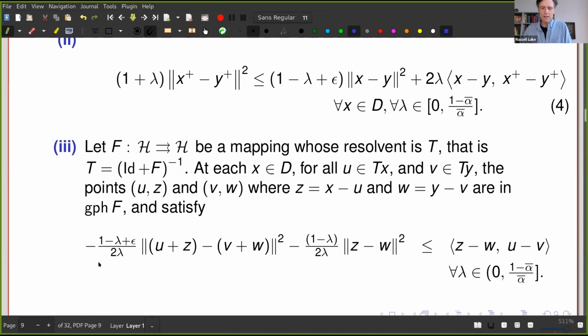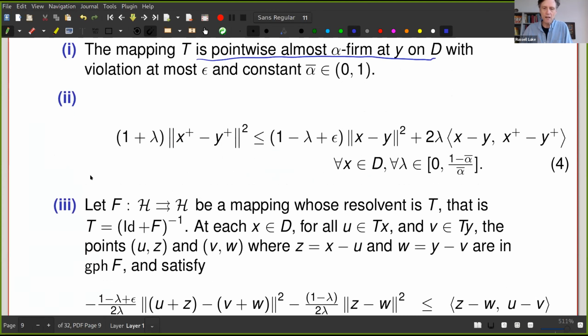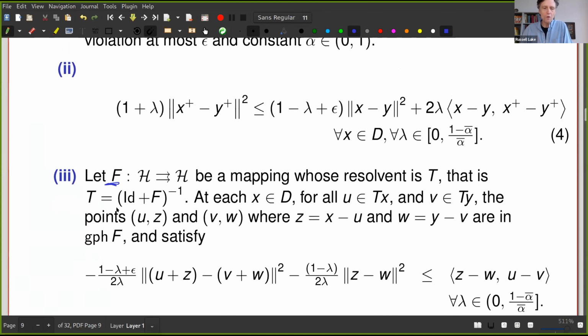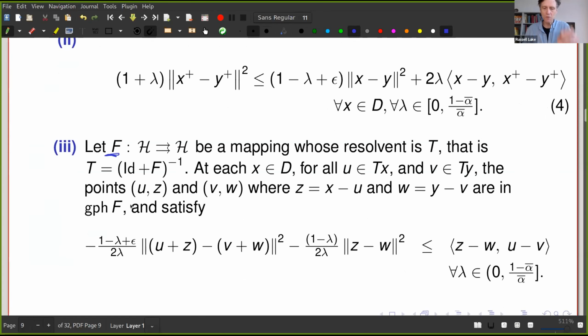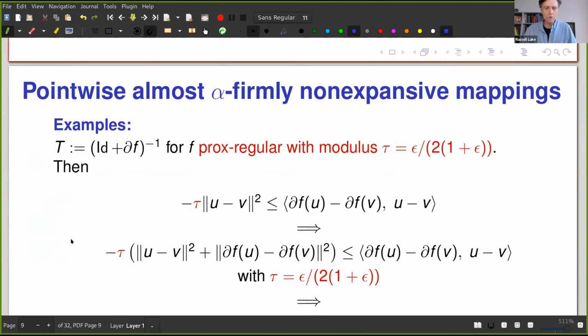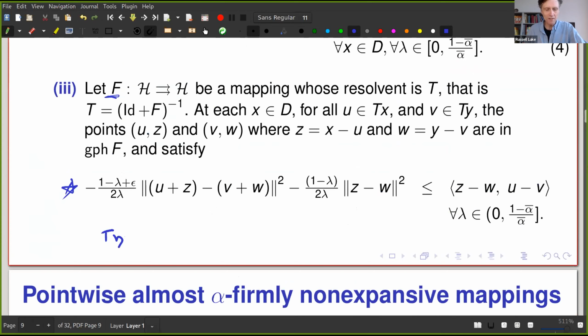This is precisely the type of monotonicity that I was requiring of the subdifferential of f phi. And you notice that each of these terms here are less than zero, and we've got this inner product. And so I say that T is pointwise almost alpha firmly non-expansive if the function f, which has T as its resolvent, so in this case, it would be the subdifferential of some function I'm trying to minimize, satisfies this kind of monotonicity, which I call type one non-monotonicity.